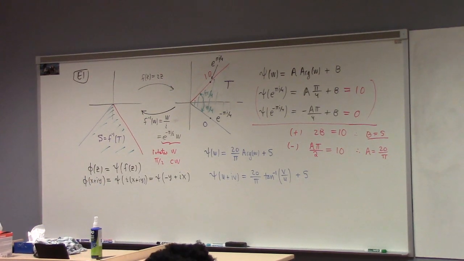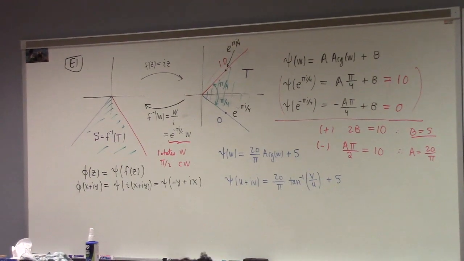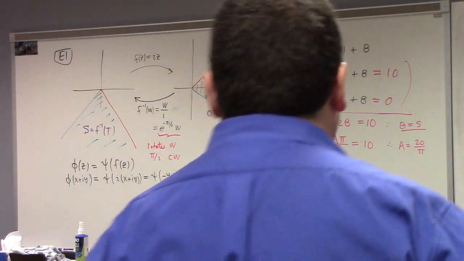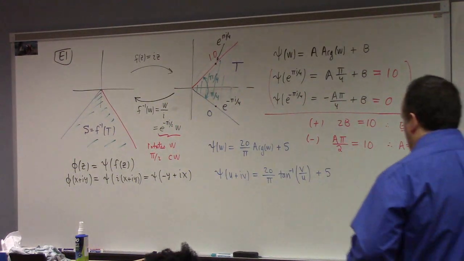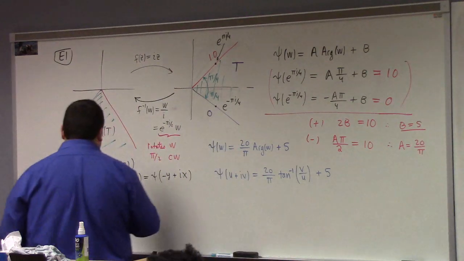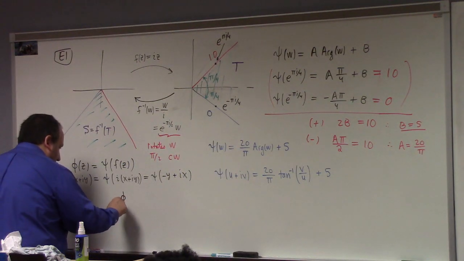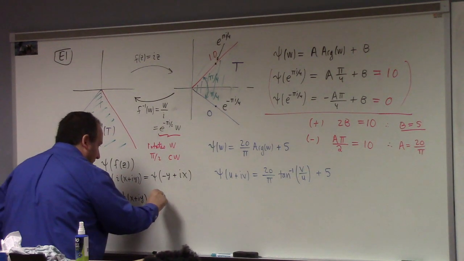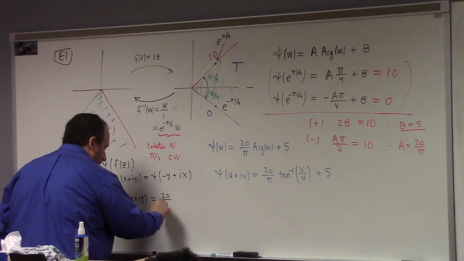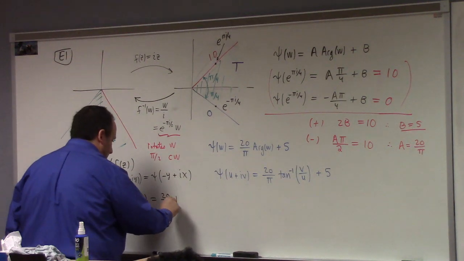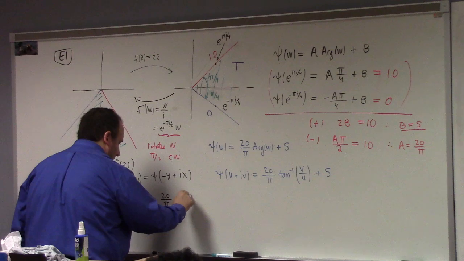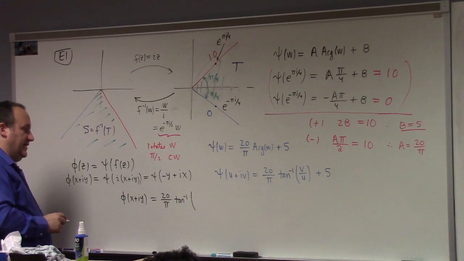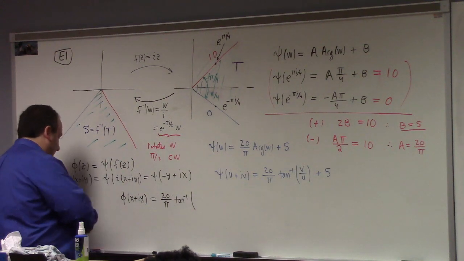So then, let's get to the details here. What does that mean in terms of inverse tangent? We get the solution phi of x plus iy equal to 20 over pi, inverse tangent of what? x over negative y. So what's your logic process there?